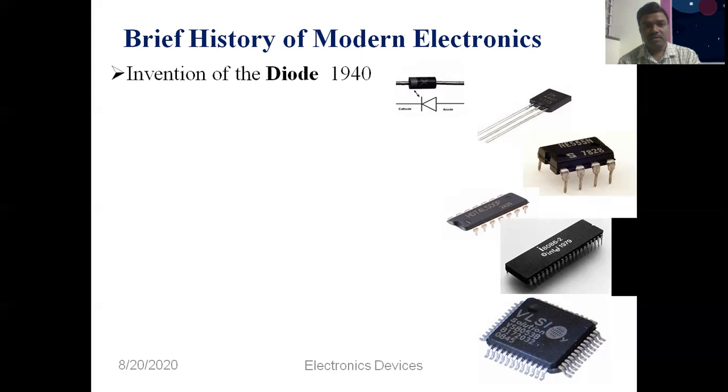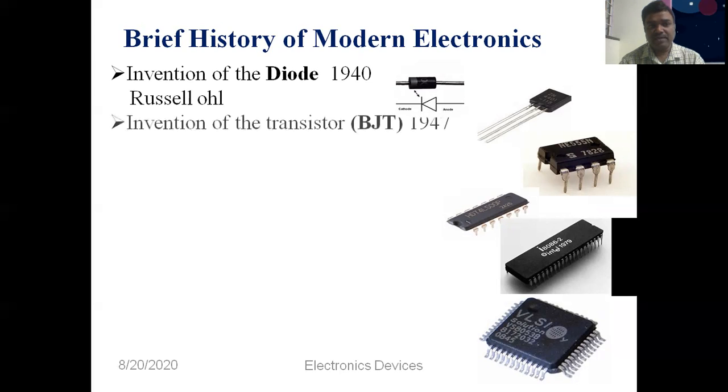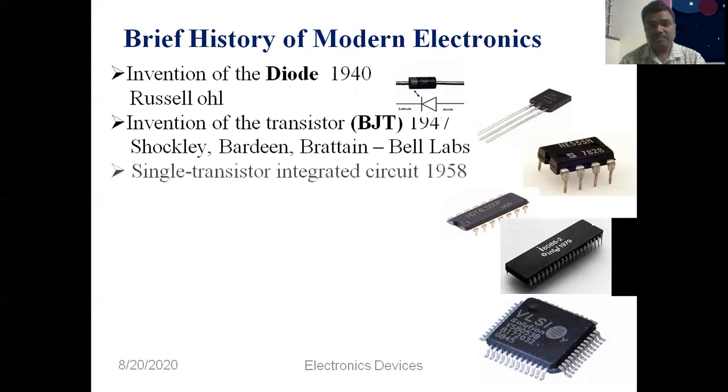First, the diode device was introduced in 1940. Before 1940 we had very big radios and televisions. Before the diode we had vacuum tubes. This was invented by Russell Hall, the scientist. Next, after diodes, they combined these diodes and manufactured the BJT in 1947. This was the invention of the transistor by three scientists.